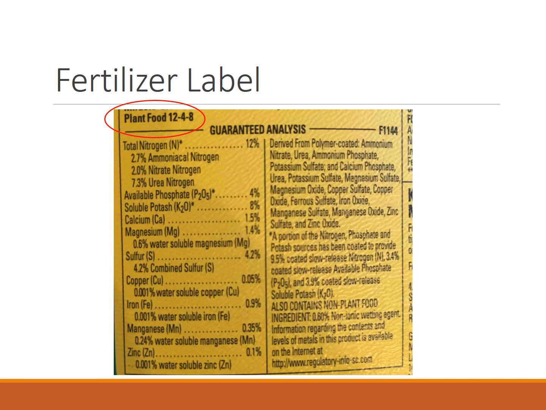The second number in the analysis is 4, and that refers to the available phosphate that you find in the fertilizer. And the third number in the analysis, 8, refers to the amount of potash you find in the fertilizer. We can also see from this fertilizer label that it contains calcium, magnesium, sulfur, copper, iron, manganese, and zinc. But only the nitrogen, phosphate, and potash are included in what we call the fertilizer analysis.